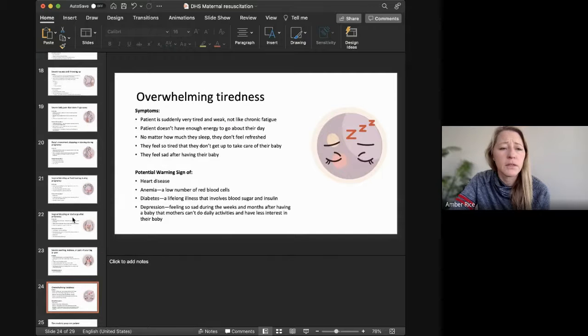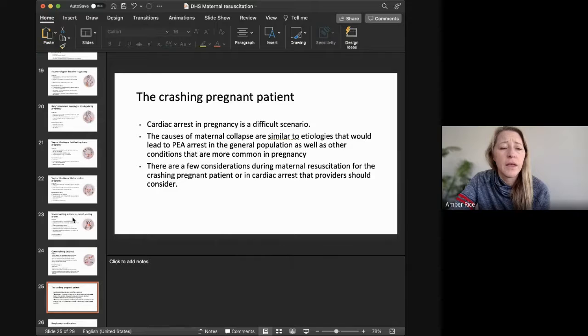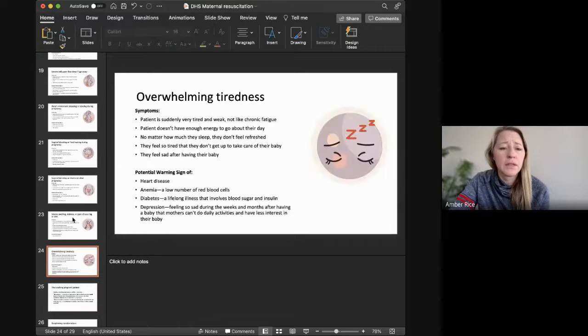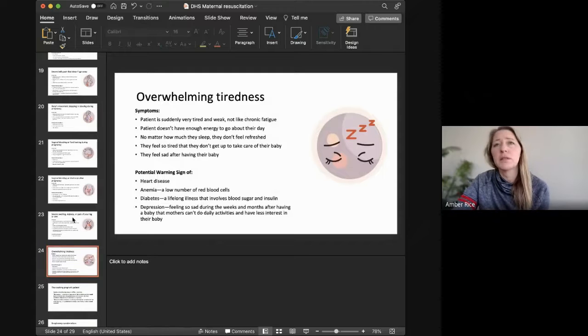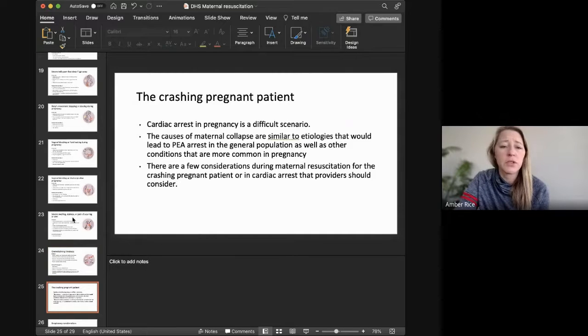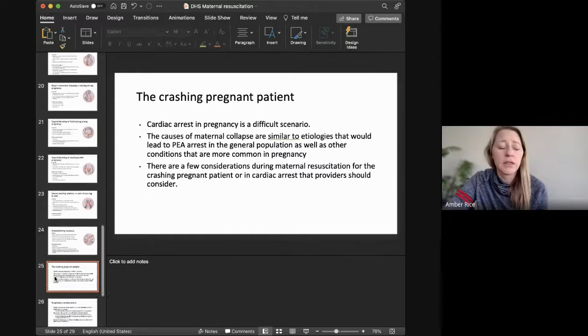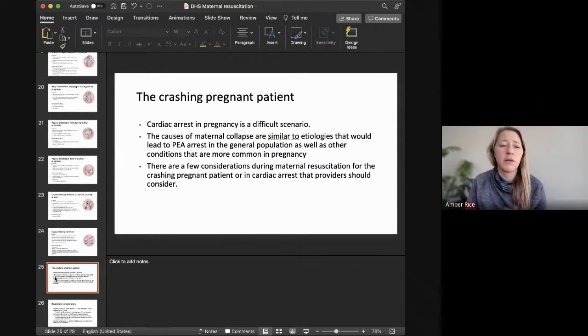overwhelming tiredness. And then I went into the stuff about the crashing pregnant patient. So this was sort of something separate. Urgent maternal warning signs are dangerous things that could happen to pregnant or postpartum women, and then the crashing pregnant patient. What would you do if you had a patient that was not just sick, but actually crashing? We had talked about that as well. So I'm hoping we can marry these into one presentation.